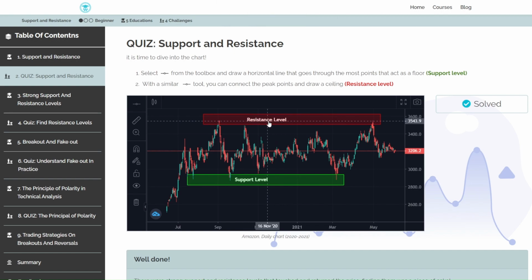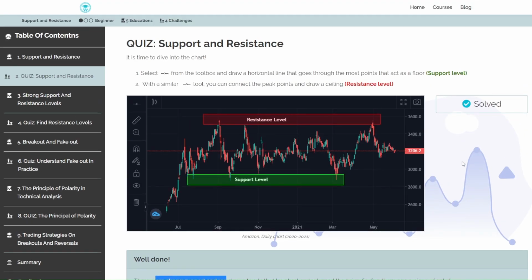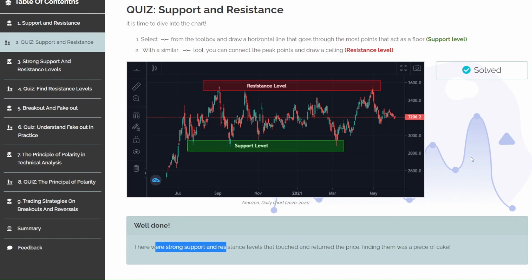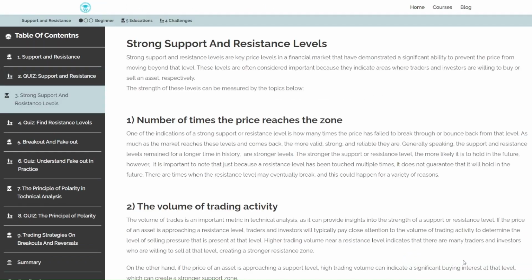You have found the resistance and support zone, and you will get a note about what you have just solved, and you get the feeling. You will dive into the chart and feel how it works when you want to really use this knowledge. Let's go to the next lecture. It is about how strong these levels can be.